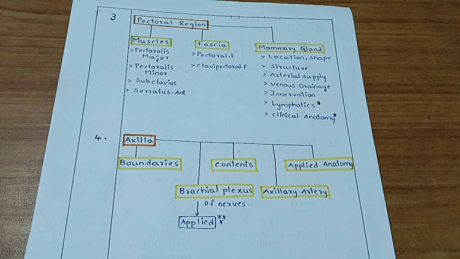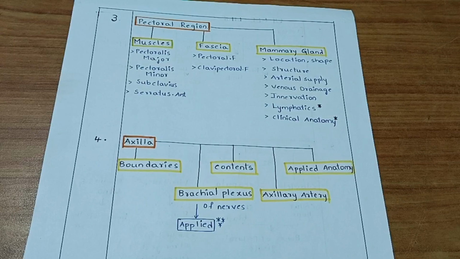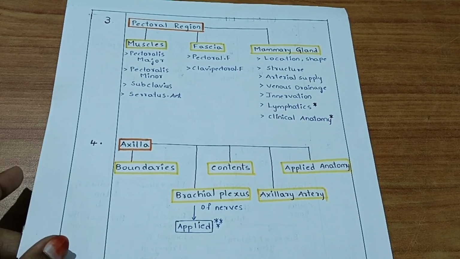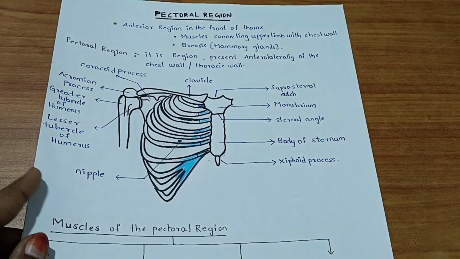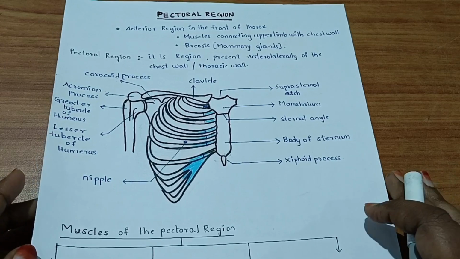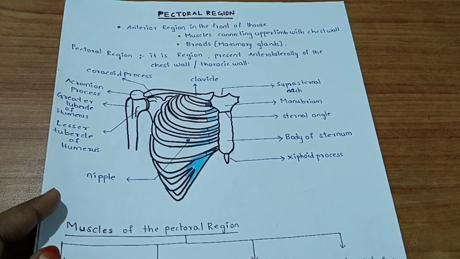In the last class, we completed the discussion of bones of the upper limb: clavicle, scapula, humerus, radius and ulna. Today we are going to start a new topic, the pectoral region. We will discuss the muscles of the pectoral region, the clavipectoral fascia, and the mammary gland, which is very important in the pectoral region. In this class we are going to discuss the muscles of the pectoral region. There are four muscles in the pectoral region: pectoralis major, pectoralis minor, subclavius and serratus anterior.